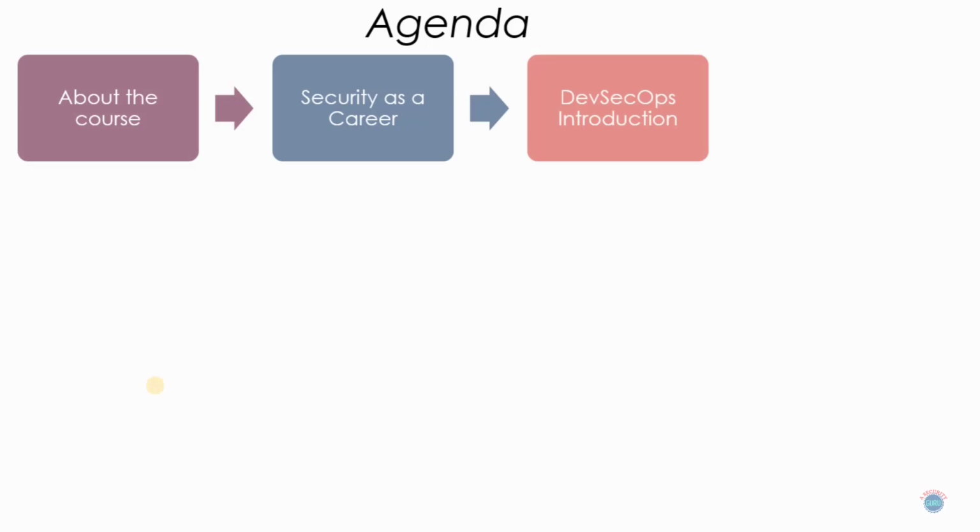Next, we are going to explain what is the meaning of DevSecOps, how this term came into existence, and what actually happens within DevSecOps. After that, we are going to see the various tools that are used within DevSecOps at various levels. It can be at the development level, at the build pipeline level, or at the deployment level. We will see and go through all these tools.